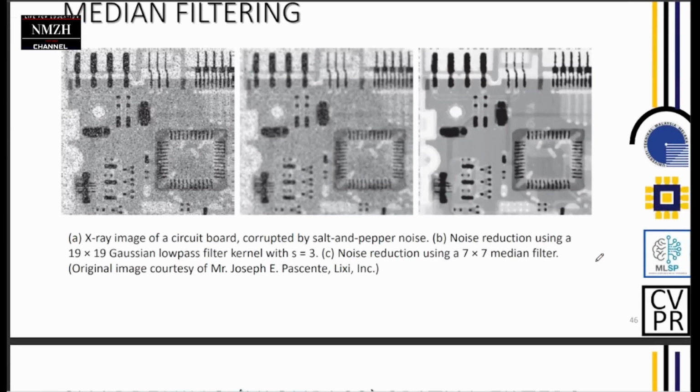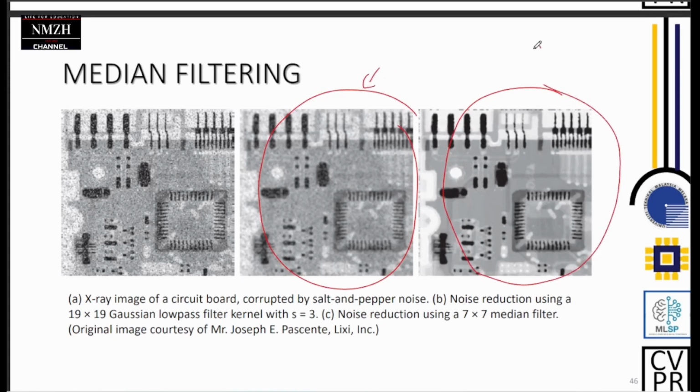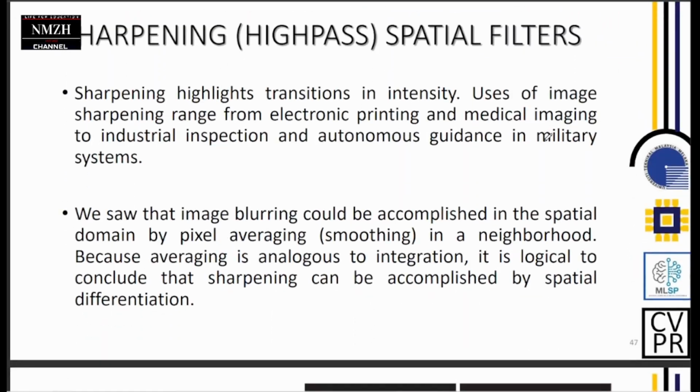Okay, median filtering. Median filtering is one of the noise reduction methods, especially for semiconductor factory applications. B is a 19 times 19 Gaussian low pass, while C is a 7 times 7 median filter. So you can take a look at the quality. Okay, it depends on the application.